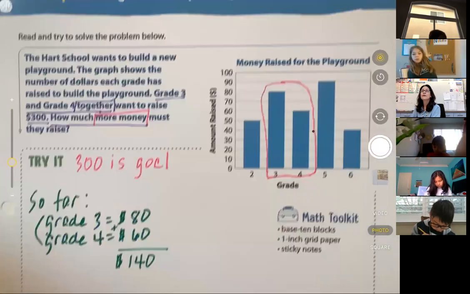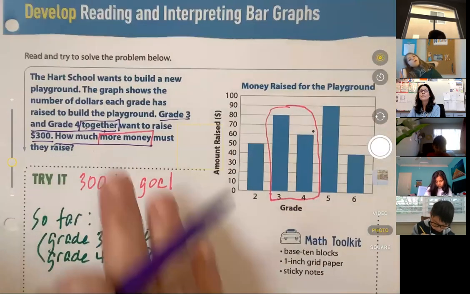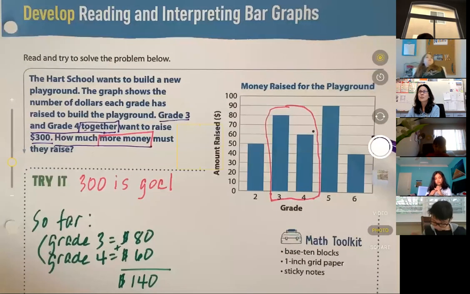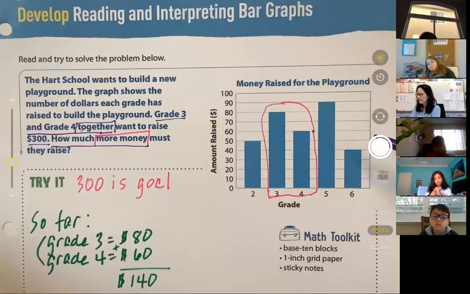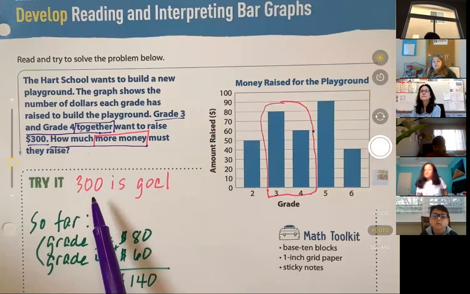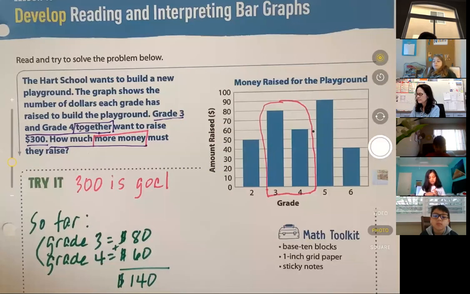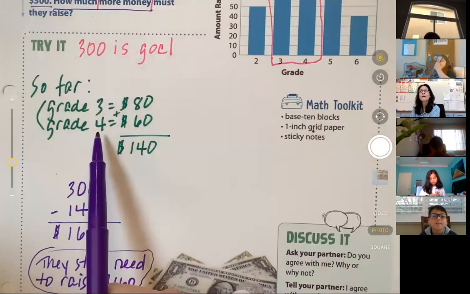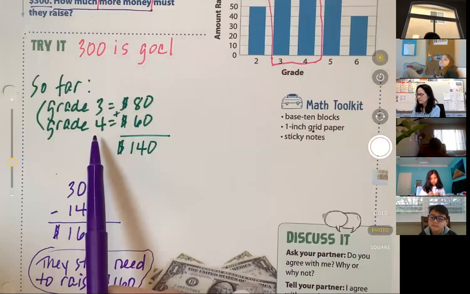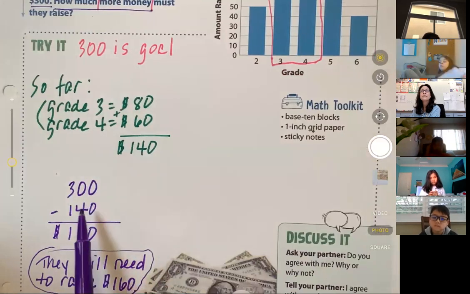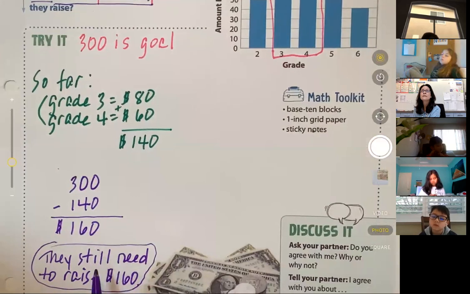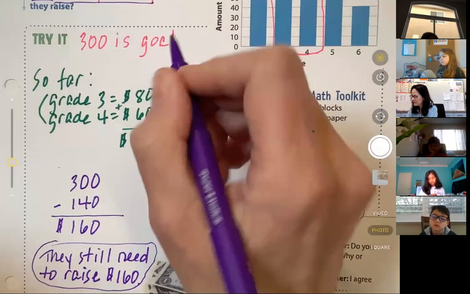So again, friends, to review on this one, here is the question being asked. Here is the bar graph that must be interpreted. This is the goal for third, fourth grade. This is what third raised so far. This is what fourth grade raised so far. And we subtract that from the ultimate goal to figure out how much they still need to raise. Multiple steps, friends. This is step 1. This is step 2.